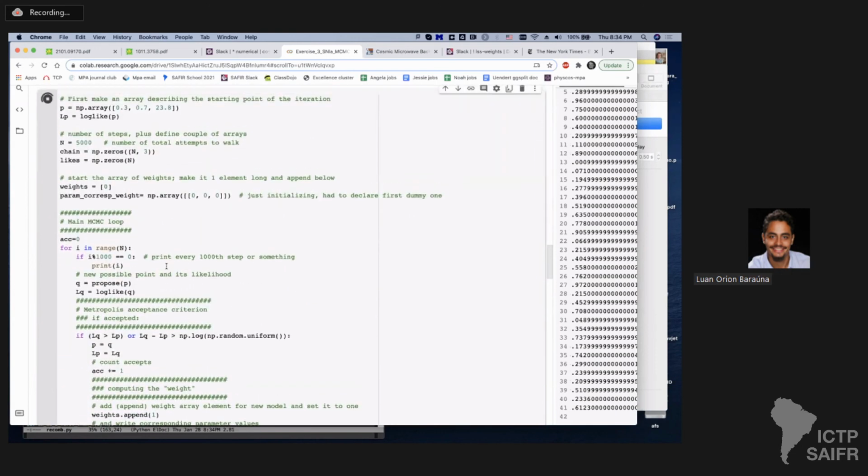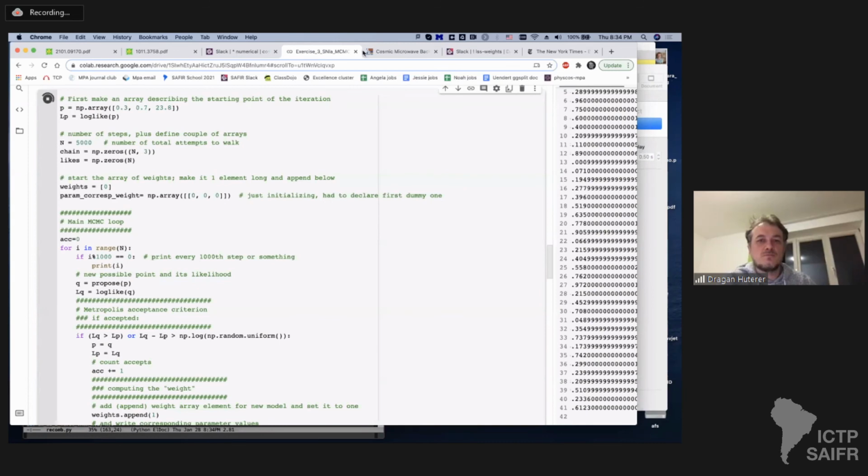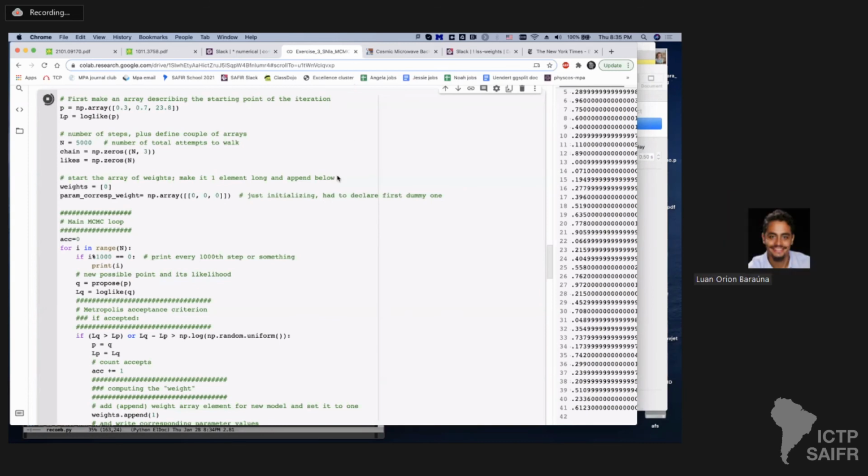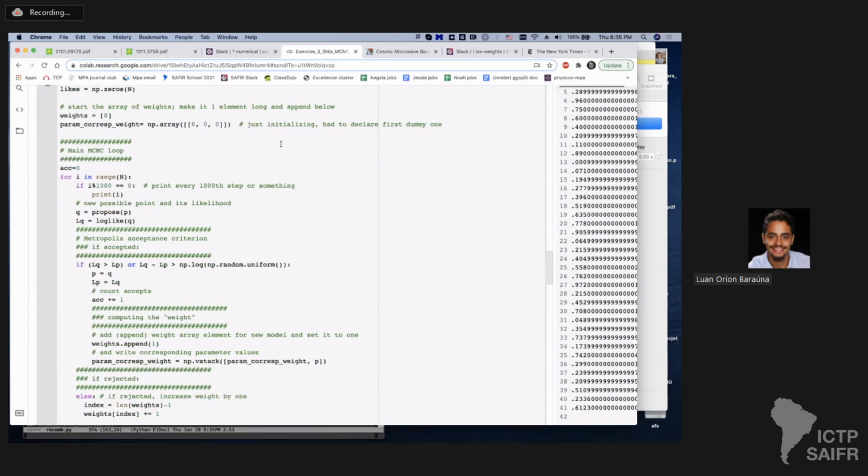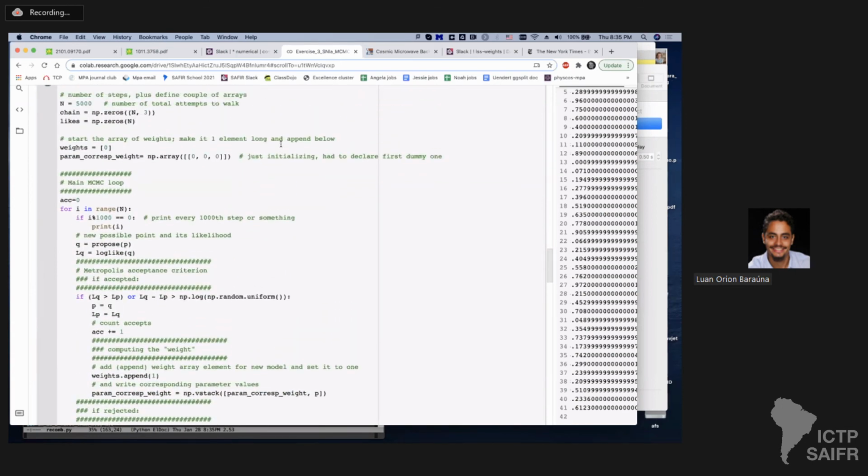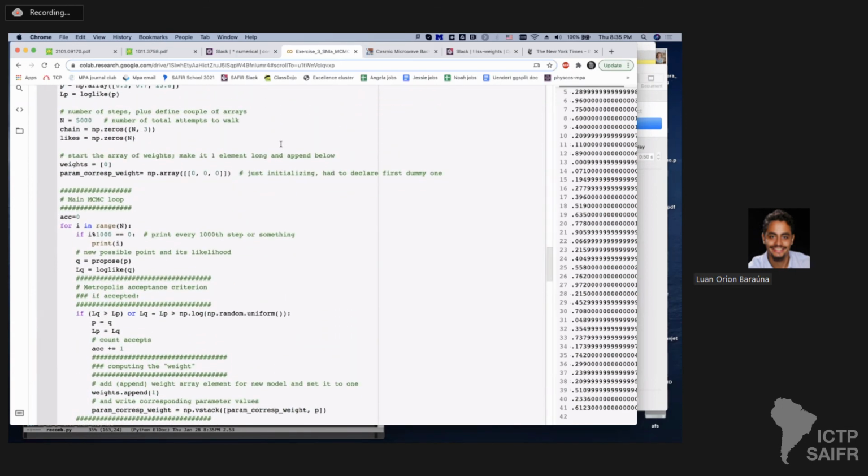I have a question. Yes. Is it possible to make these steps variable? So when the code starts to converge, the steps start to become smaller. I don't know, something like that.